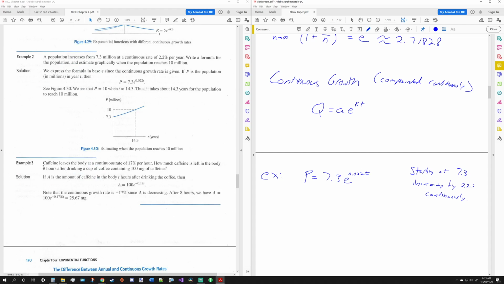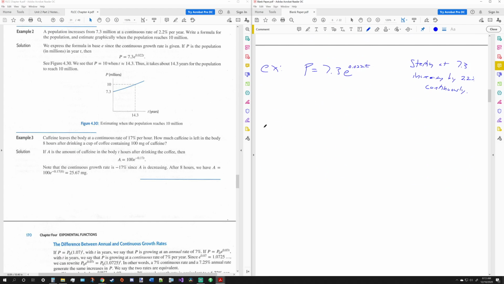Example 3, caffeine leaves the body at a continuous rate of 17% per hour. How much caffeine is left in the body 8 hours after drinking a cup of coffee containing 100 milligrams of caffeine? So that's a good example to work out. So if we have 100 milligrams of caffeine, decreases 17% continuously.